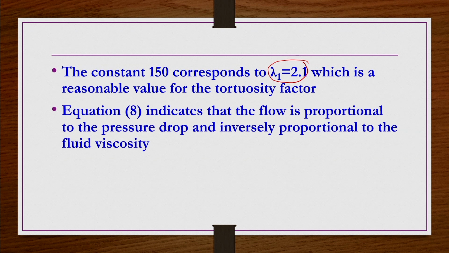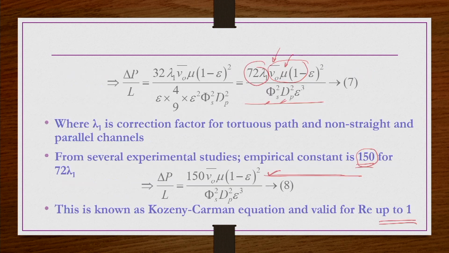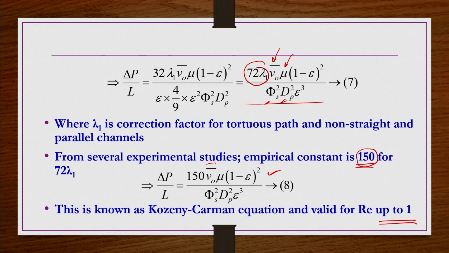So, equation A indicates that the flow is proportional to the pressure drop and inversely proportional to the fluid viscosity. This statement is also known as Darcy's law, which is often used to describe the flow of liquids through porous media. Here, this V naught bar, the flow velocity, is proportional to the pressure drop and inversely proportional to the viscosity, which is consistent with Darcy's law for flow through porous media.